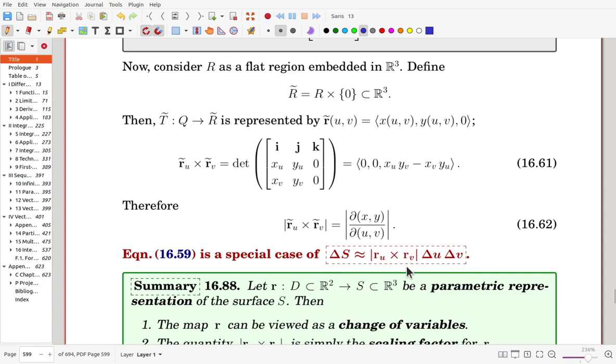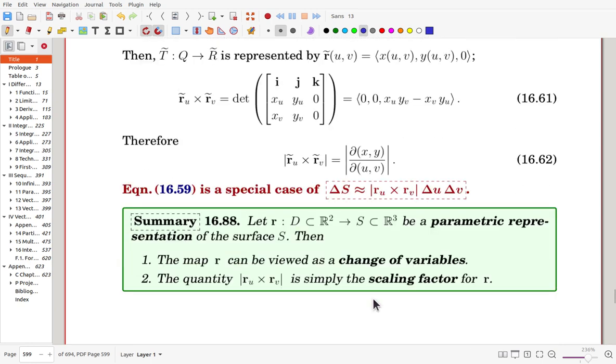Here we summarize our arguments. R is from 2D to 3D, a representation of a surface S. Then the map R can be viewed as a change of variables. The quantity, the magnitude of the cross product, is simply the scaling factor for R. Okay.